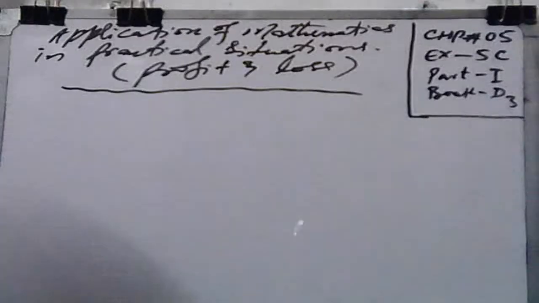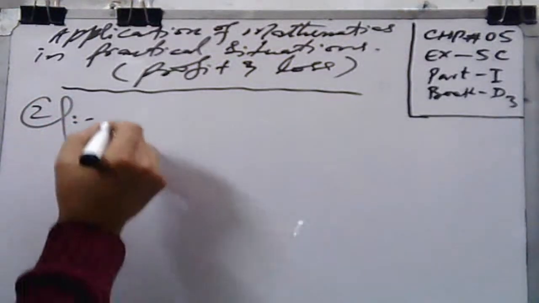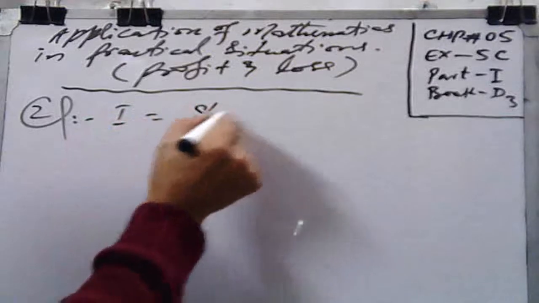In question number 2, a finance company charges $55 simple interest on a sum of money which is borrowed for 5 months. So the simple interest is $55, and 5 months is your time period.